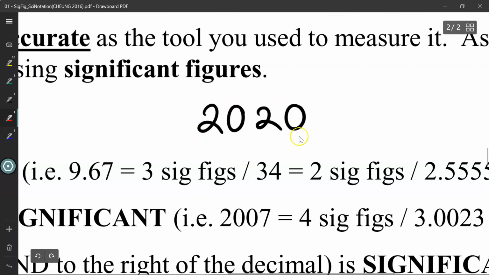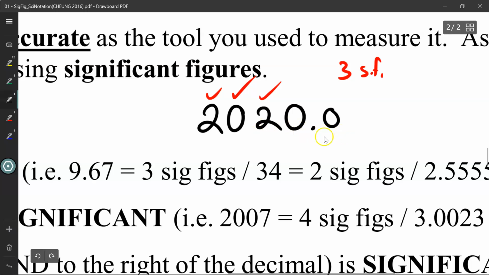So if I write 2020, I know these two are significant because of rule number 1. This one is significant because it's between 2 sig figs, rule number 2. But this one is not significant. It's not a terminating 0. Yes, it's the last digit of the number, but no, it's not to the right of a decimal. So as written, there are only 3 sig figs right now.